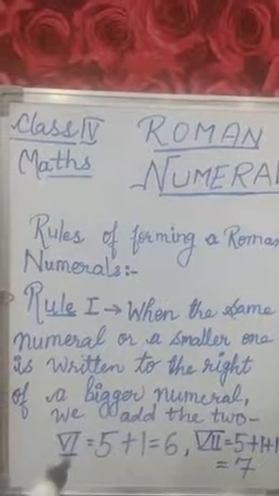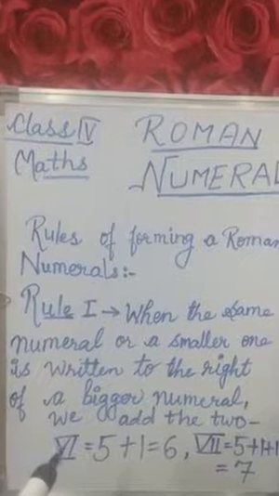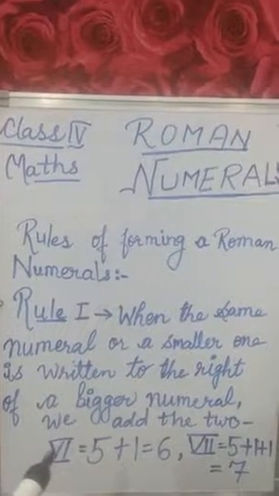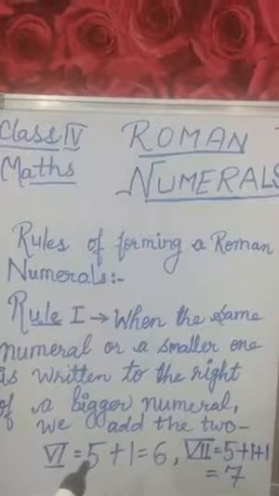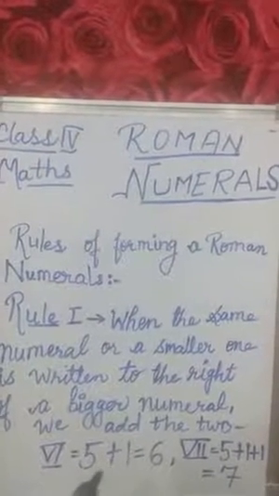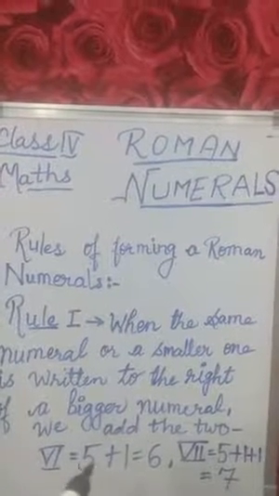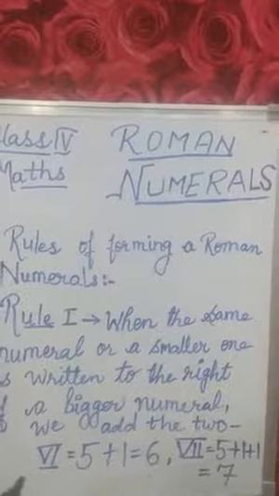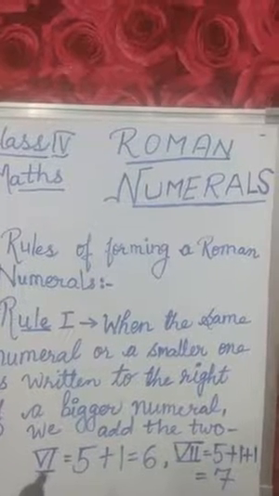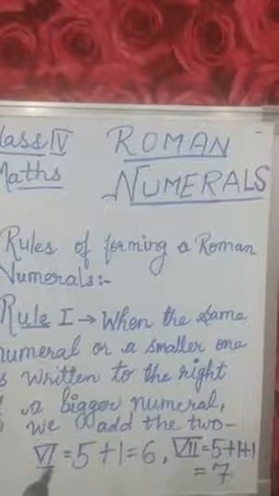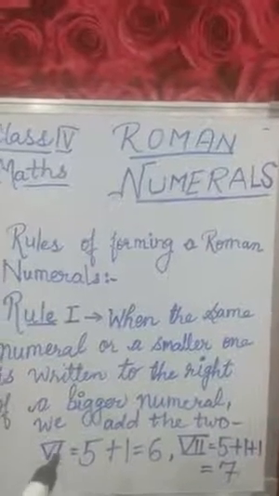How is it 6? VI. So what's the meaning of V? What's the value of V? The value of V is 5. Value of I is 1. So what will we do? We will add 5 plus 1 is equal to 6. As you can see, V is bigger than I or not? Okay, and I is written where? Which side? Right hand side.